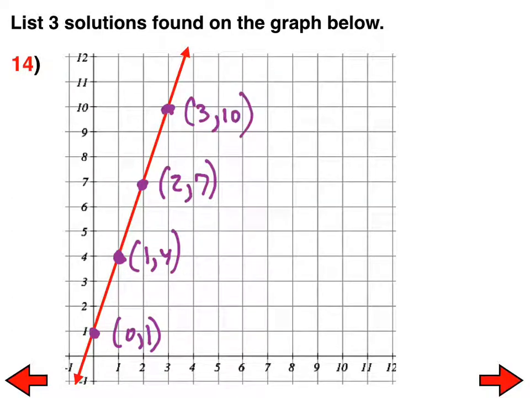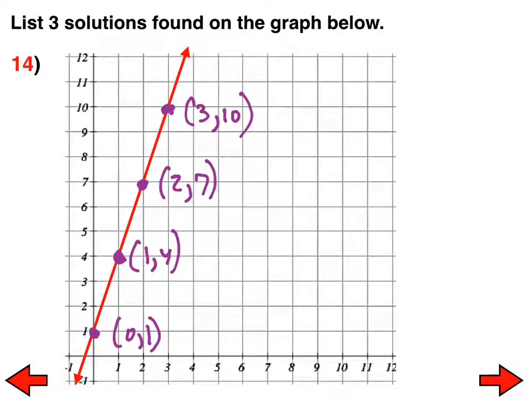And I didn't ask for this many, but could somebody give me another one? 4 comma 13. So how did you know the 4 comma 13 was on the graph, even though it's clearly not showing on the graph? How did you know that? Because it's increasing by 3 each time. So you're noticing the pattern there, right?